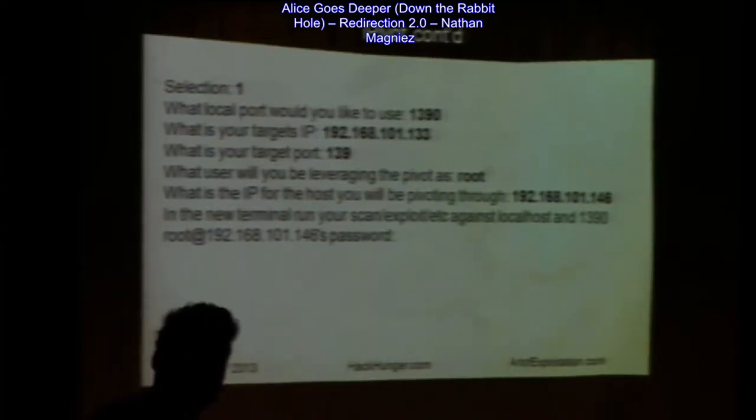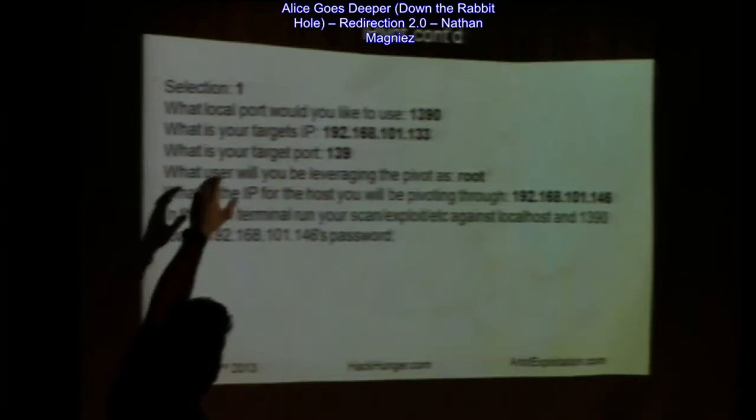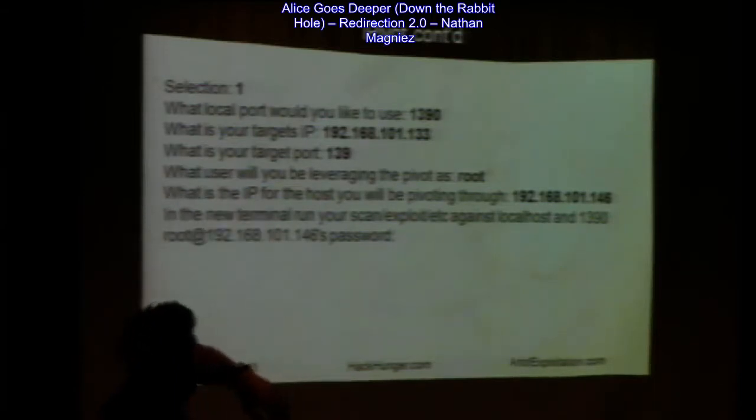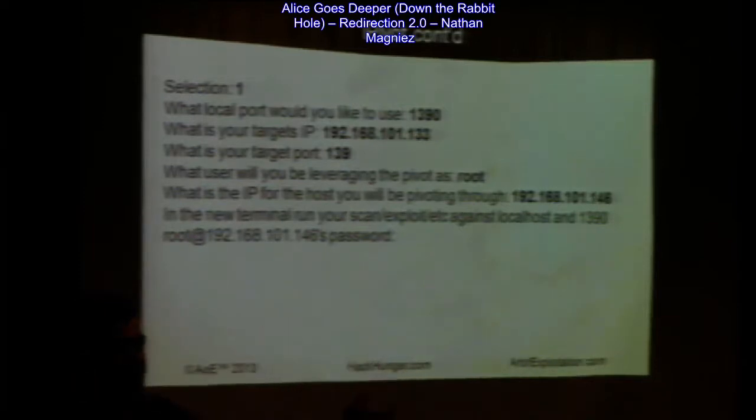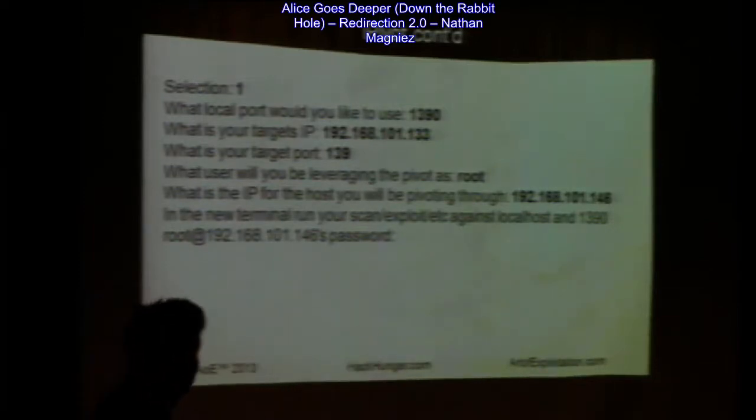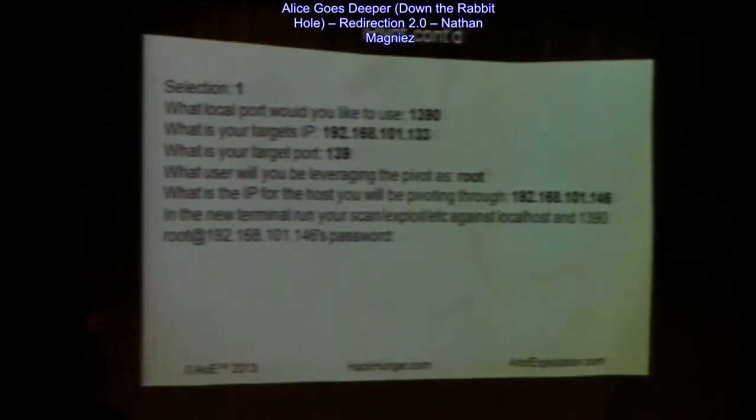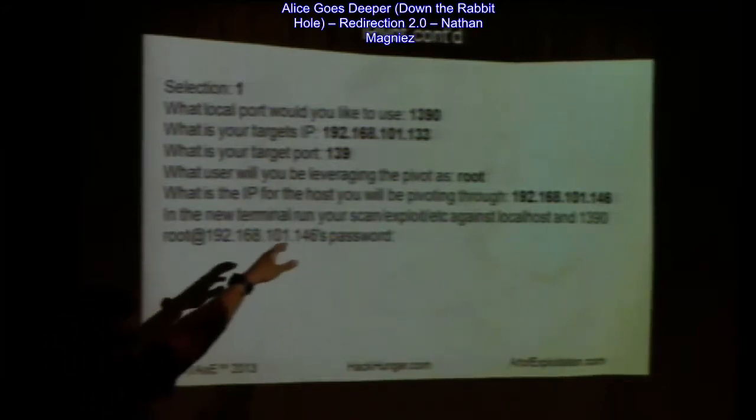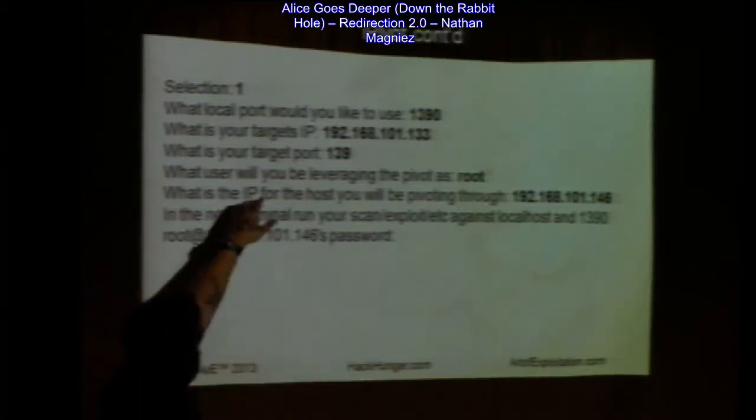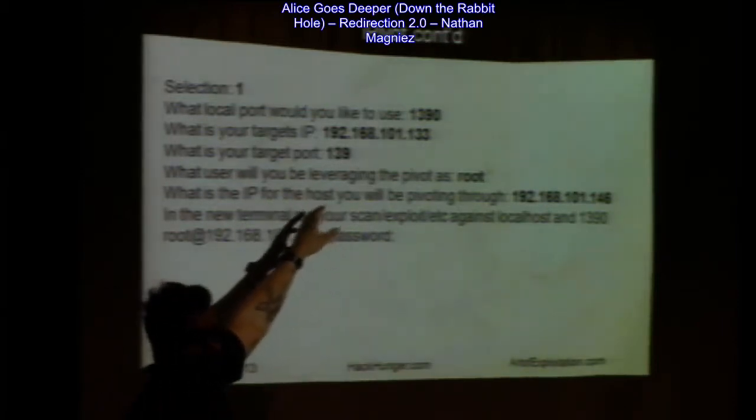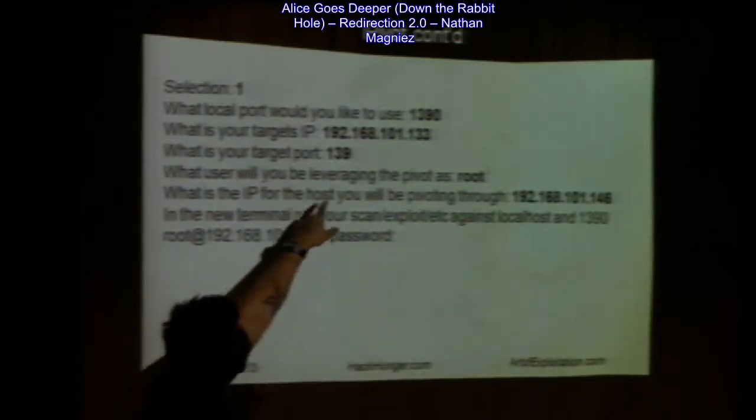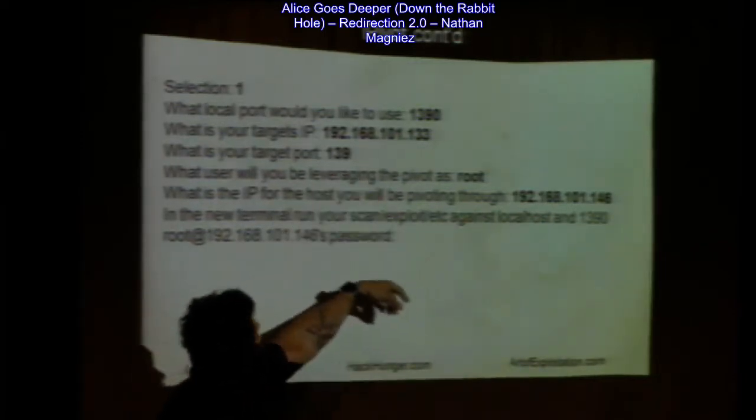In this scenario 2, you select selection number 1. You tell it what local port you would like to use. This is the local port of the redirector machine. So 1390. What is your target's IP address? That's the next hop, or the next redirector, or your in target, depending on where you're at on the redirection chain. Then where is it ultimately going to go? What port? In this scenario, we're going to send it off to in target, so 139.